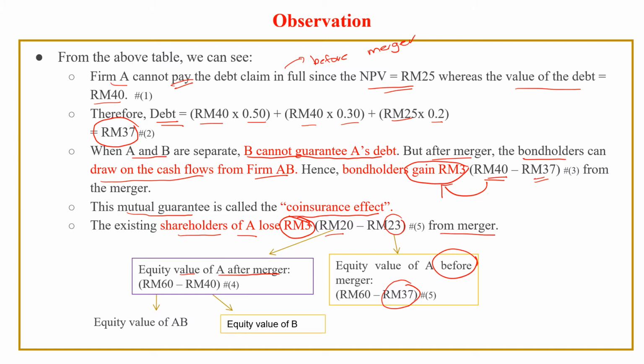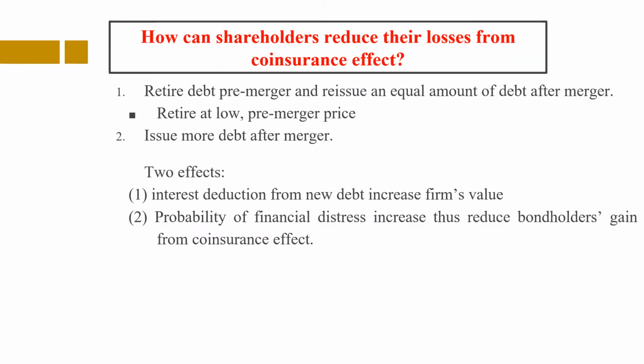So ini yang dapat membuktikan when one firm has debt, it will gain bondholder and loss to the shareholder. So ini yang kita dapat buktikan. Okay, so how can shareholders reduce their loss from co-insurance effect?